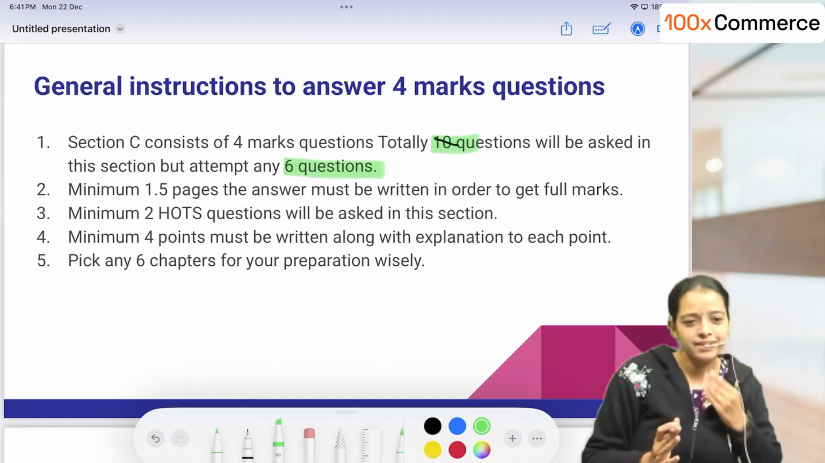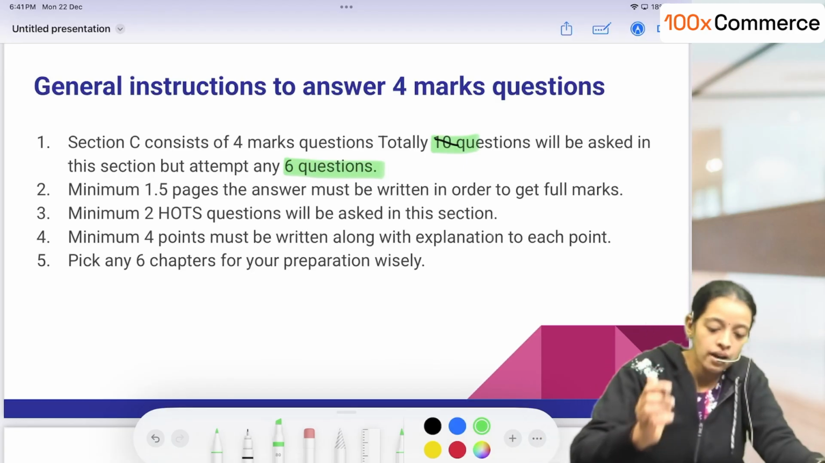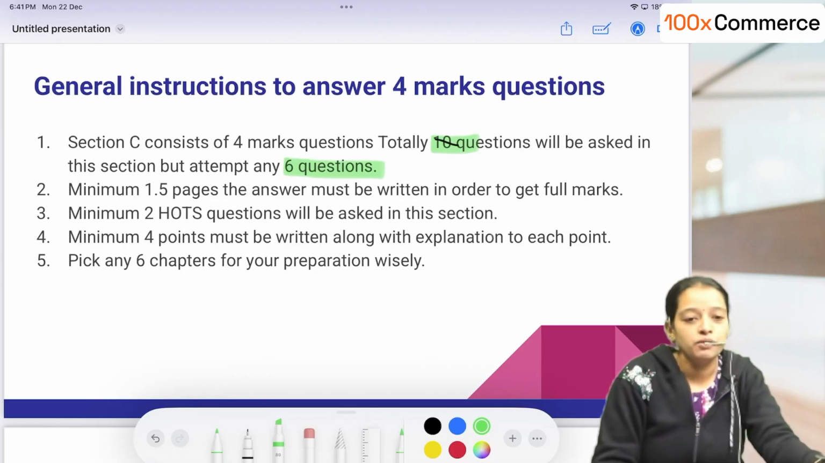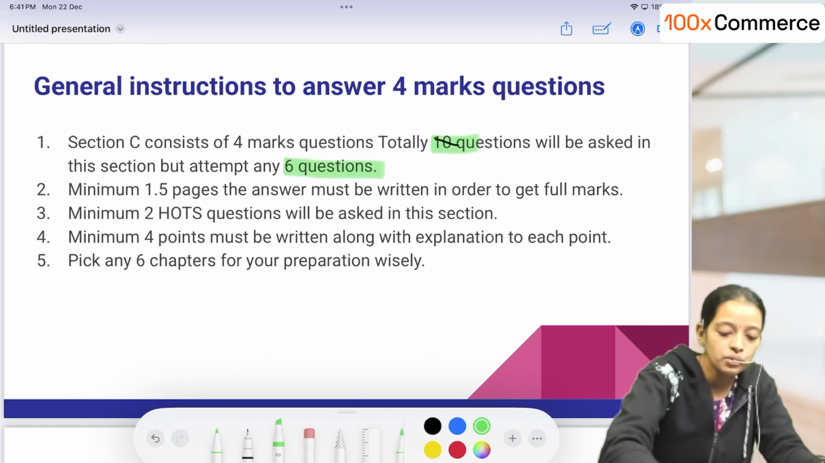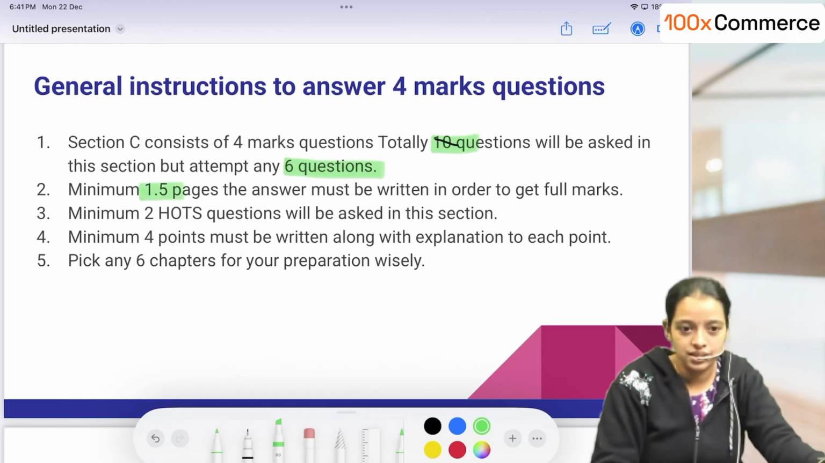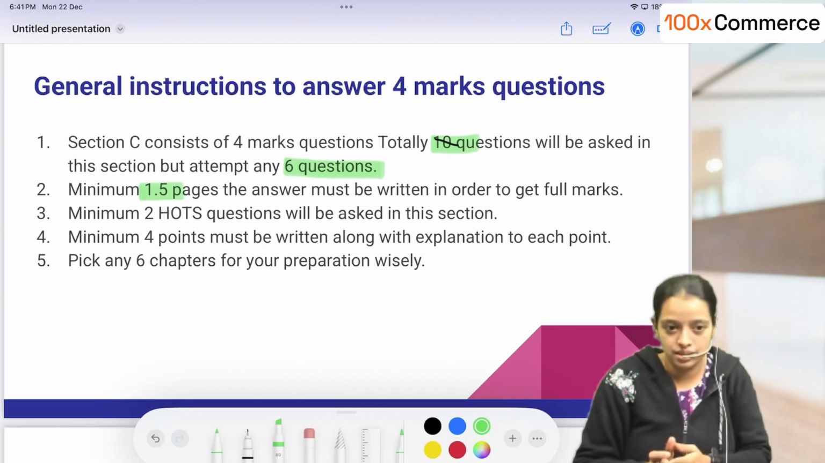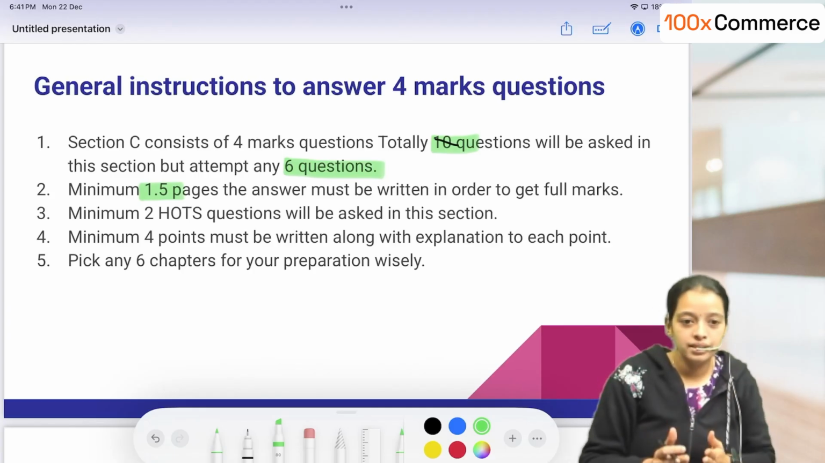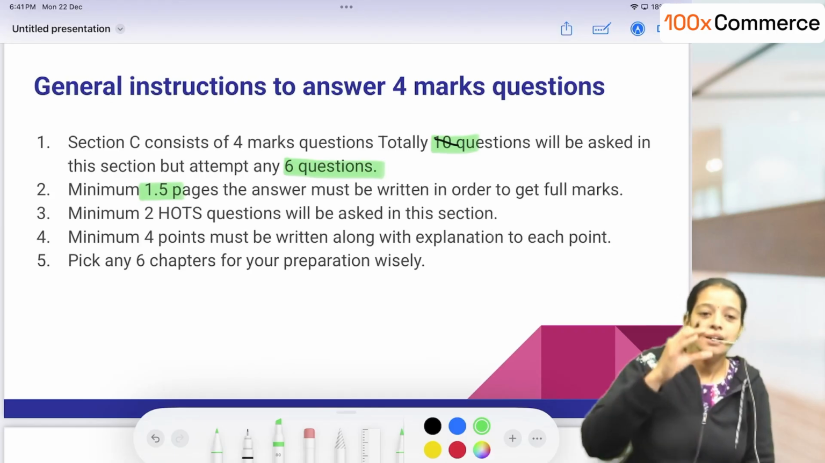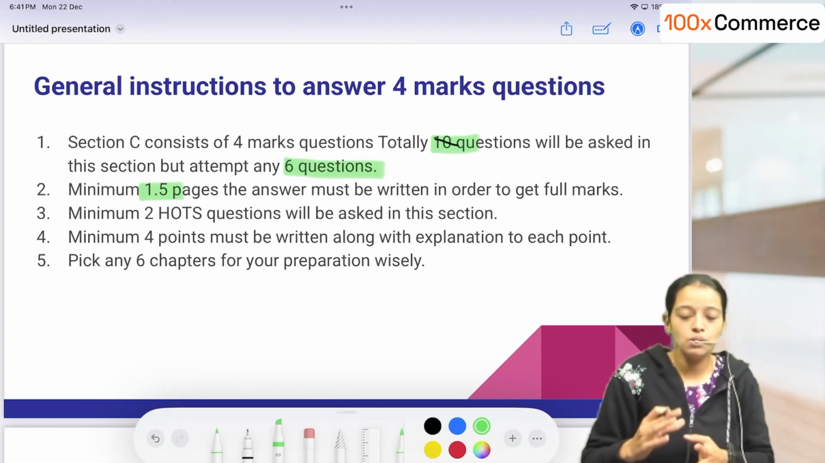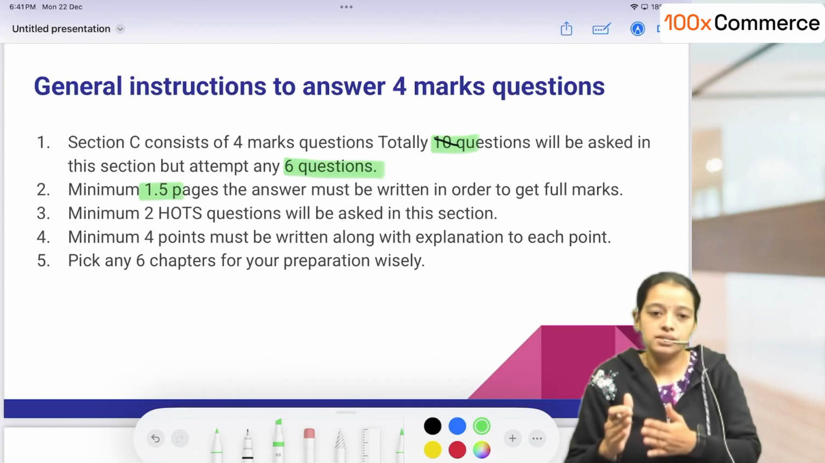So all the chapters are not important, and you can prepare accordingly. Next, how much to write in order to get full marks? That is the biggest question of all the students. Minimum you have to write 1.5 pages, amounting to 10 to 12 sentences. When I say sentences, it is not lines. Sentences will be a lengthier version of your lines. So minimum you have to answer in 10 to 12 sentences each.